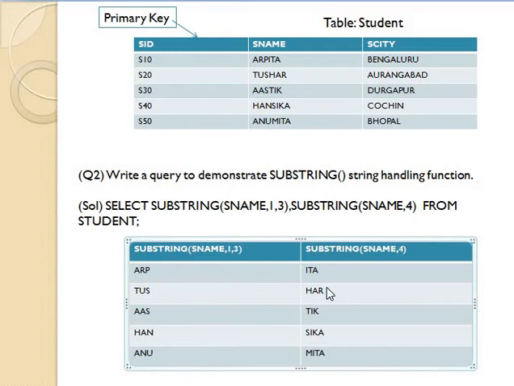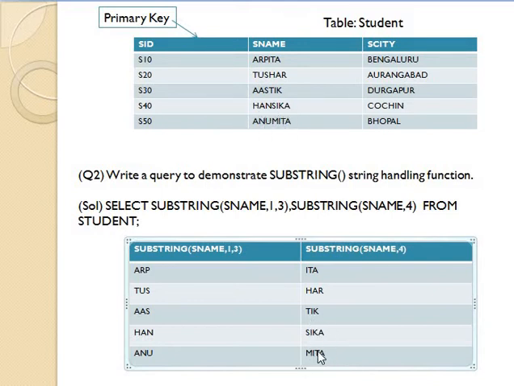So HAR gets displayed in the output table. In the same way, for the entry Astik, the 4th position has the letter T, and if I extract all the letters starting from the 4th position, I shall retrieve TIK. So TIK gets displayed in the output table. And for the rest of the entries also, it will follow the same procedure.